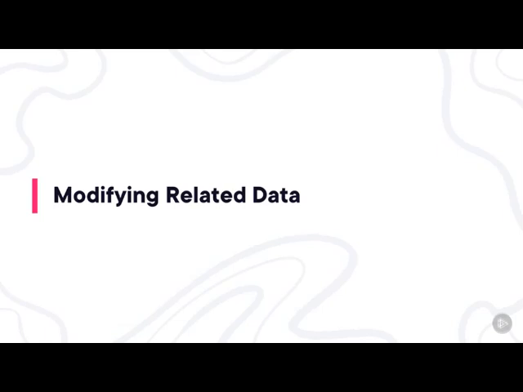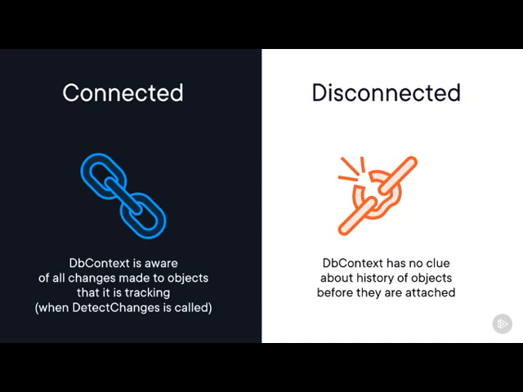We've looked at adding graphs or adding data to existing graphs already. But what about updating data that's part of a graph? Like the additions, you need to be aware that things will work differently when the data is being tracked as the changes are being made, versus if it's disconnected and the DbContext begins tracking the object's state after the changes have been made. Let's first look at making changes to a graph of objects while EF Core is tracking them.